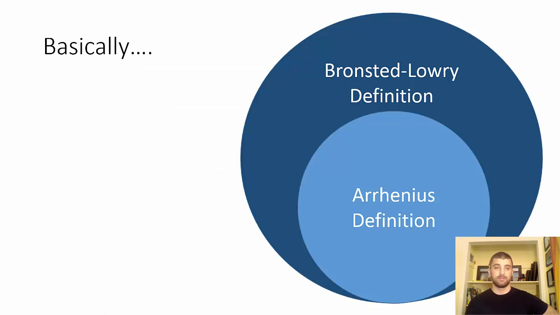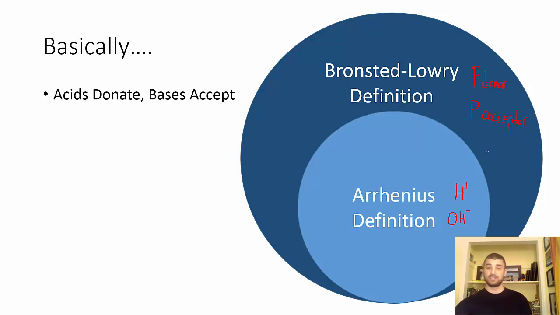So if I had to summarize, basically, the Arrhenius definition is you have H plus and you have OH minus, and it's very specific. It's saying it's specifically these things. Now the Bronsted-Lowry definition is a little more general. It's saying a proton donor and a proton acceptor. It doesn't have to be OH minus. It can be anything that accepts the proton. So acids donate, bases accept.